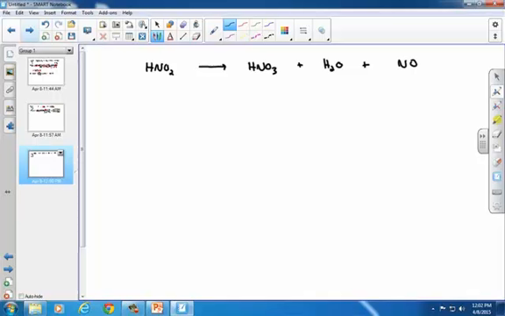So I'd ask you to balance it, and then I would ask you to determine the oxidation number of each element in each compound on both sides of the reaction. Because the way to determine if it's a reduction or an oxidation is to look at how the oxidation number for an element changes from the reactant side to the product side.